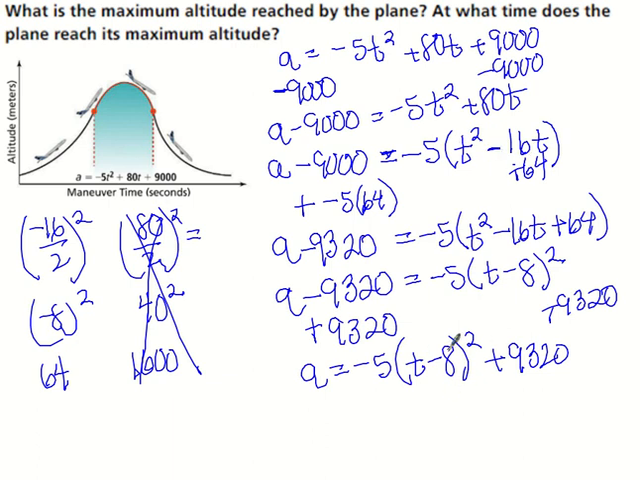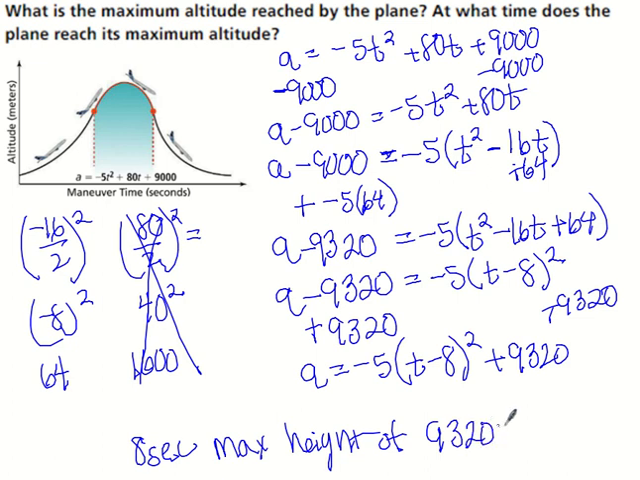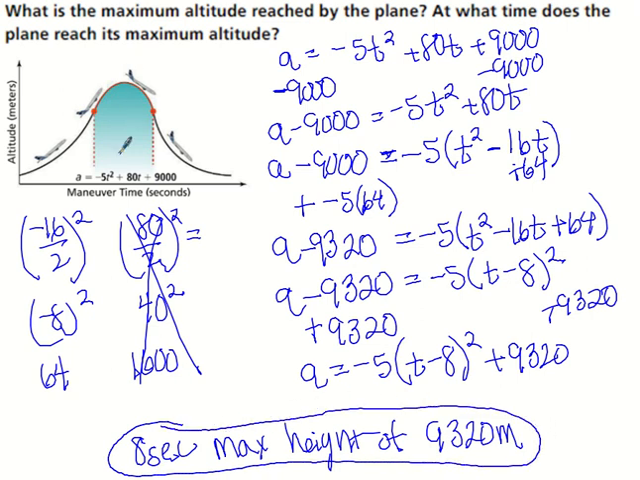So now that I have it in vertex form, I know that it's at 8 seconds. So it says at what time? And height, maximum height, 8 seconds, max height of 9,320 meters, because I got that off of here, right here. So the vertex form helps us answer this question without fully graphing or trying to guess or whatever. And so that's why we use completing the square to be able to write this vertex form.